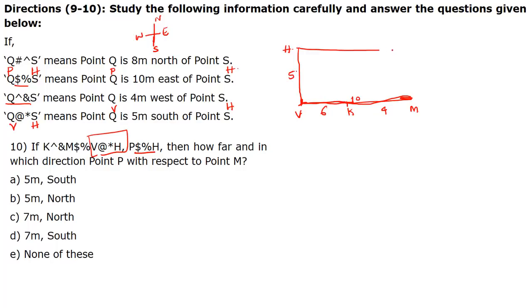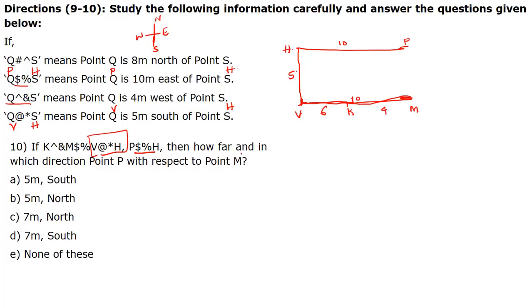So 10 meters would be this. It has to be P, right? So I repeat, this is P, 10 meters east of point H. 10 meters to the east of H would be P here. I hope you got it.